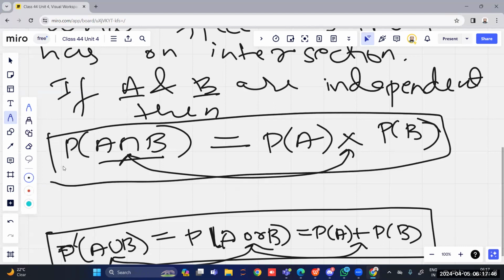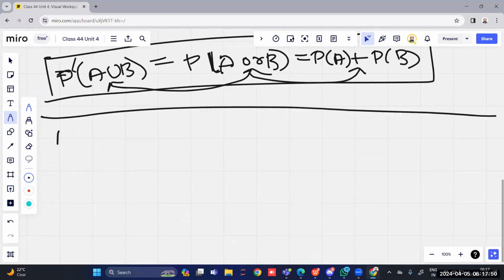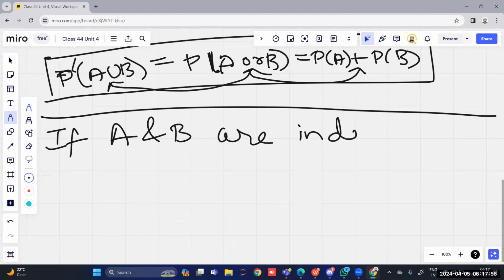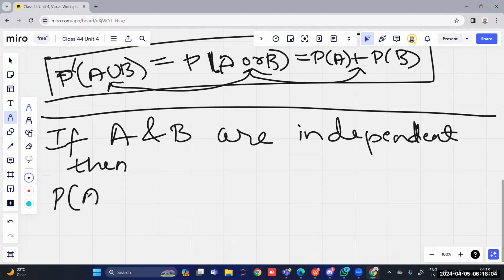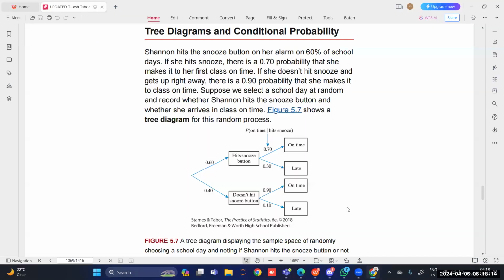I'll write once again. If A and B are independent, then probability A intersection B equals probability of A into probability of B. That is it. Now we'll see the explanation of how he has given it in the textbook.